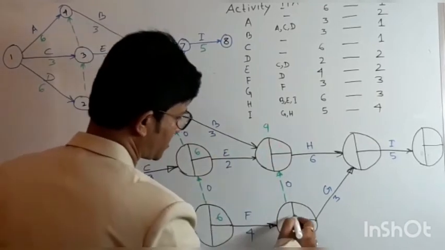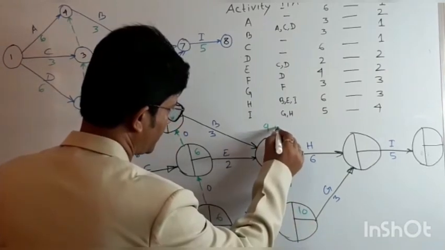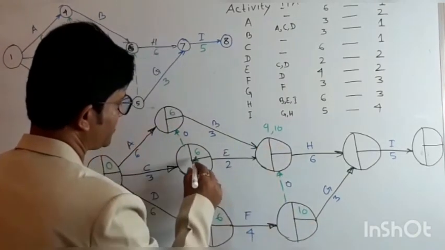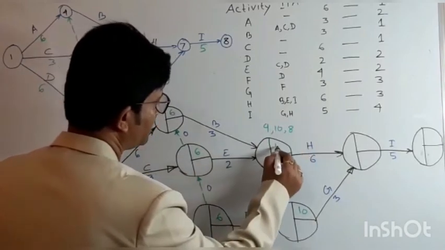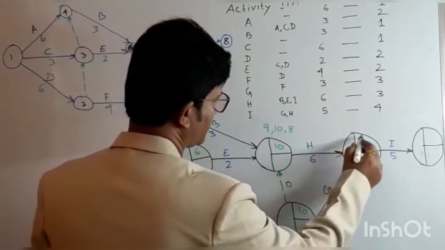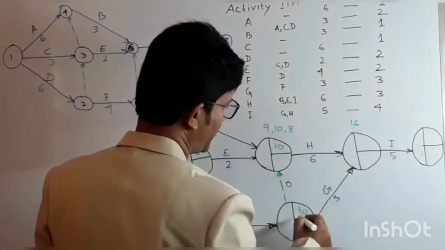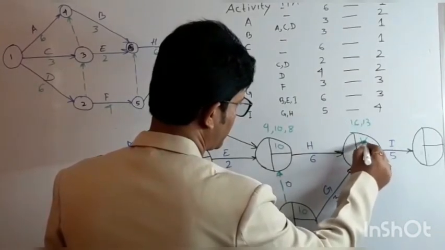Again 6 plus 4, here we will get 10. So 10 plus 0, we will get 10. And here is 6 plus 2, we will get 8. So the maximum will be 10. And this is 10 plus 6, this is 16. And here is 10 plus 3, that is 13. So we will take this 16.